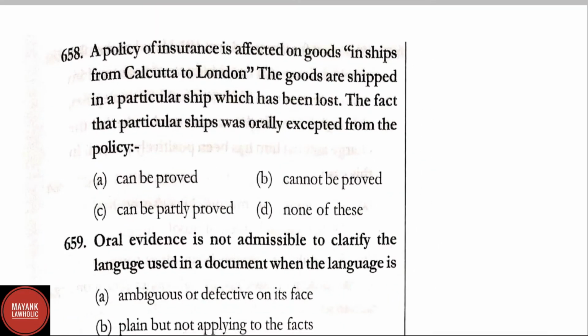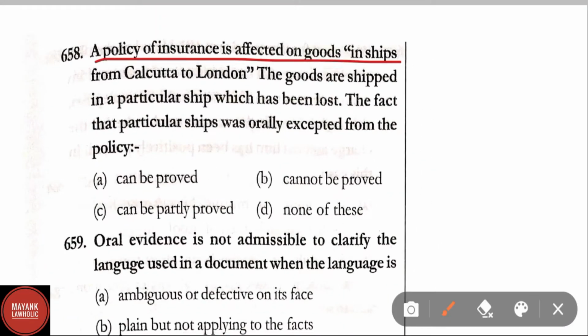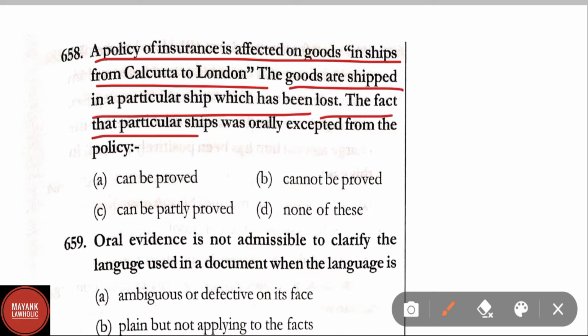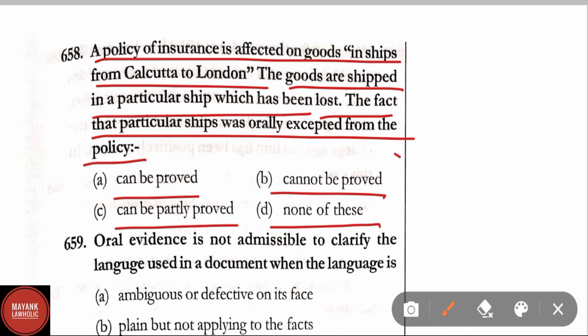Question number 658. A policy of insurance is effected on goods in ships from Calcutta to London. The goods are shipped in a particular ship which has been lost. The fact that particular ship was excepted from the policy can be proved, cannot be proved, can be partly proved, none of these. Here correct answer is option B, that is cannot be proved.